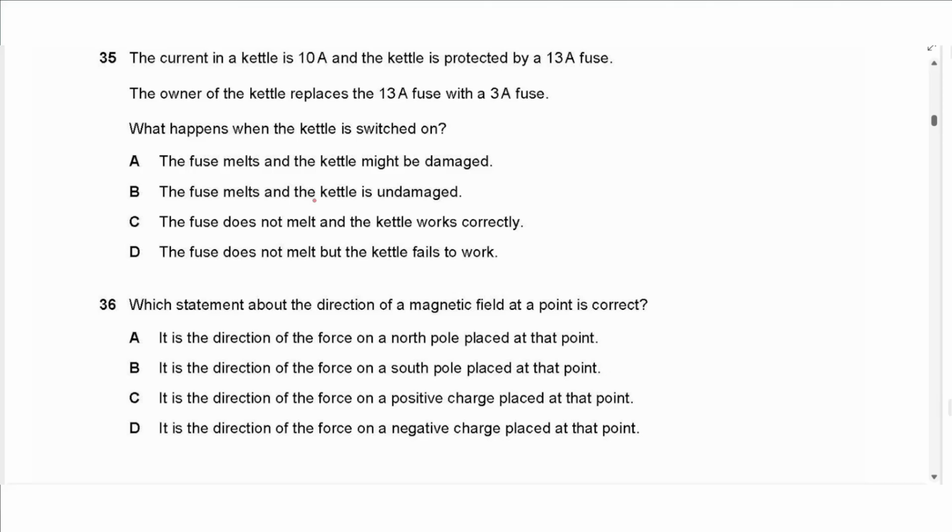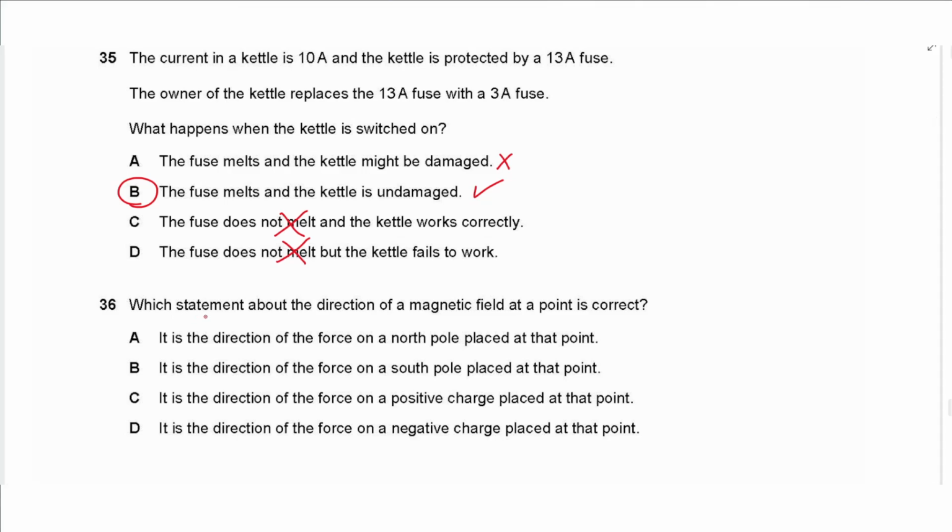Question 35 says the current in a kettle is 10 amperes and the kettle is protected by a 13 ampere fuse. The owner of the kettle replaces the 13 ampere fuse with a 3 ampere fuse. What happens when the kettle is switched on? So the kettle will draw current of 10 amperes, which is too much for the 3 ampere fuse, so the fuse would blow. So the options are: the fuse melts and the kettle might be damaged. No, the kettle will not work, so it will not be damaged. The fuse melts and the kettle is undamaged. Yes. The fuse does not melt. No, it will melt because the current is too much, so we choose B.